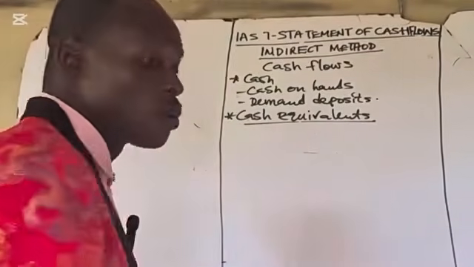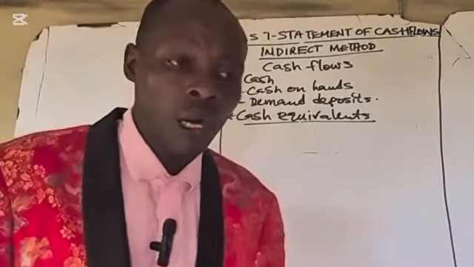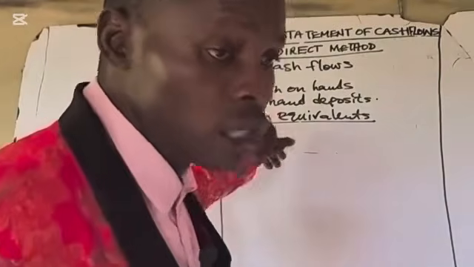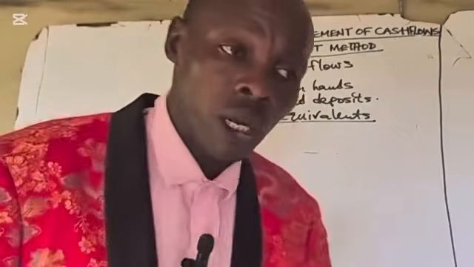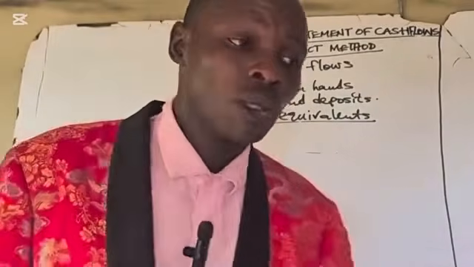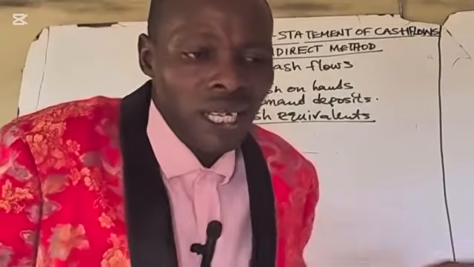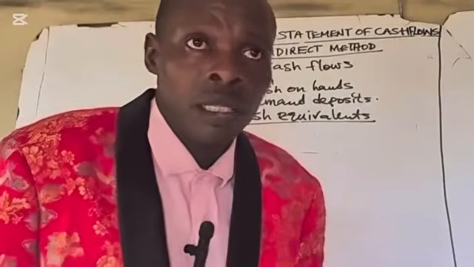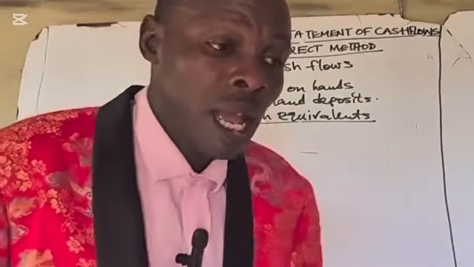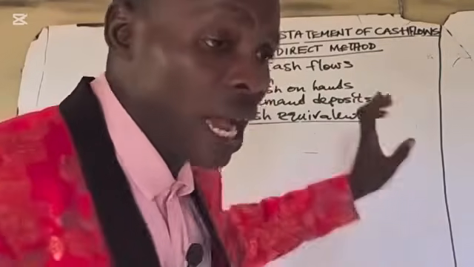Examples of cash equivalents include a bank deposit where some notice of withdrawal is required. We can also have short-term investments with maturity of 3 months or less. Examples include government bills. So these are examples of cash equivalents.